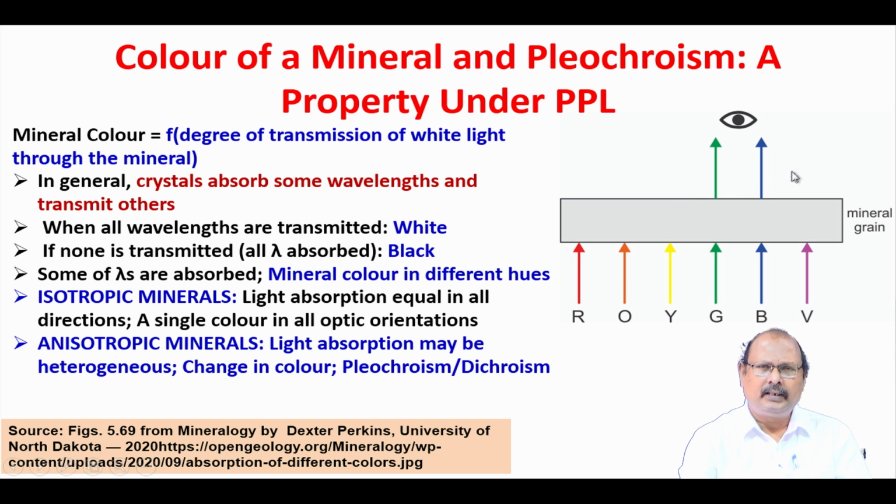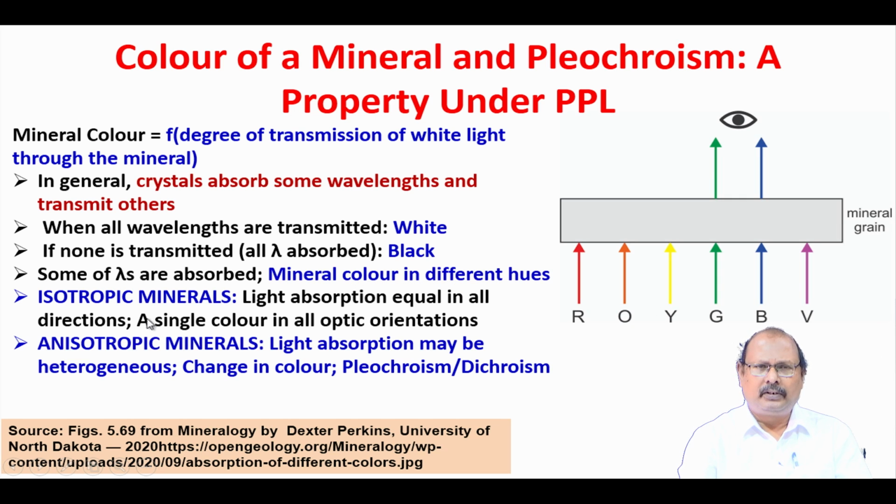So, immediately you see the color will be different. When all wavelengths of white light are transmitted, the color of the mineral will be white. If none is transmitted, it will be black. If some of the wavelengths are absorbed, the mineral color will be different and we have different hues here. So, this is important here.